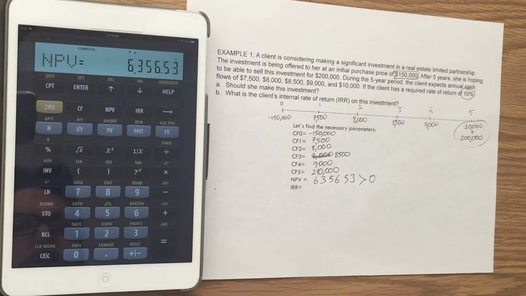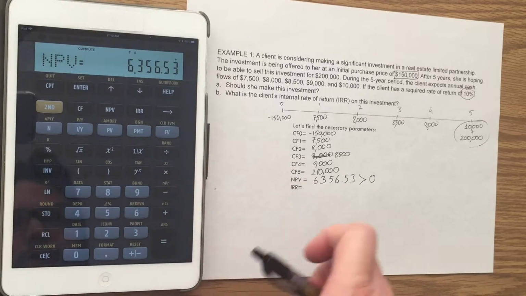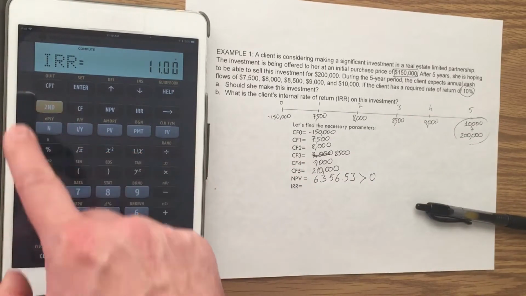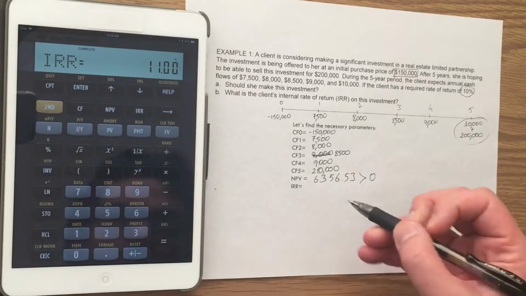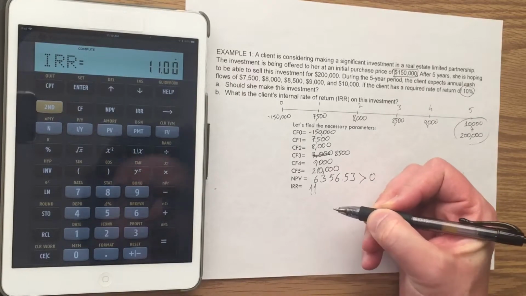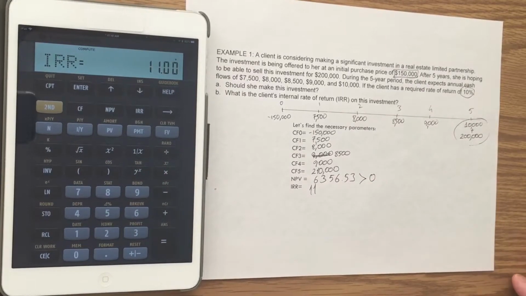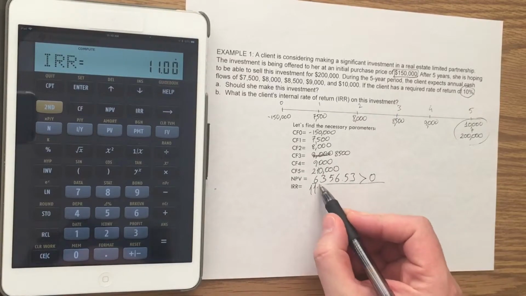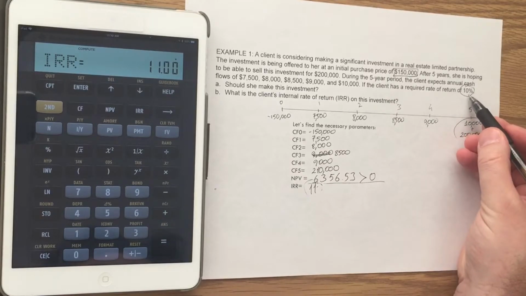The second one is the client's internal rate of return. Without changing anything in your calculator, what you need to do is click this IRR button and then compute. It automatically computes the IRR for you, which is 11%. The important thing here is if the net present value of any investment is positive, which is the case here in this question, IRR needs to be higher than the interest rate.